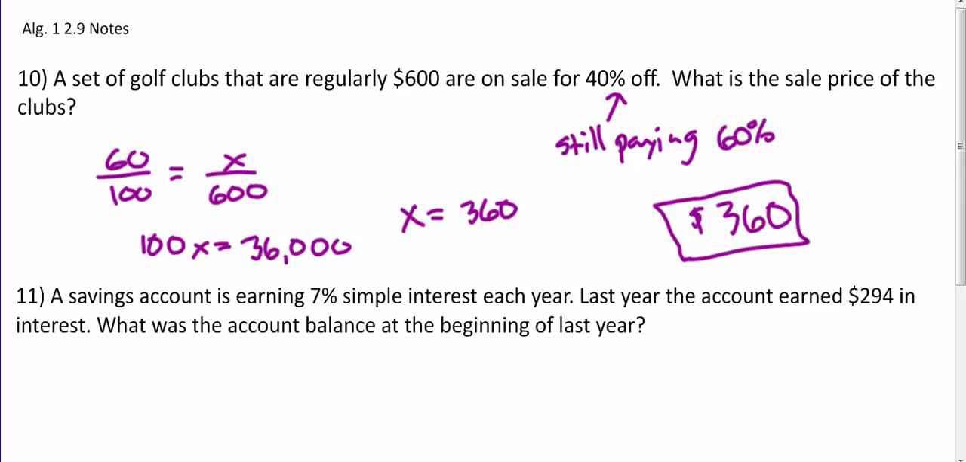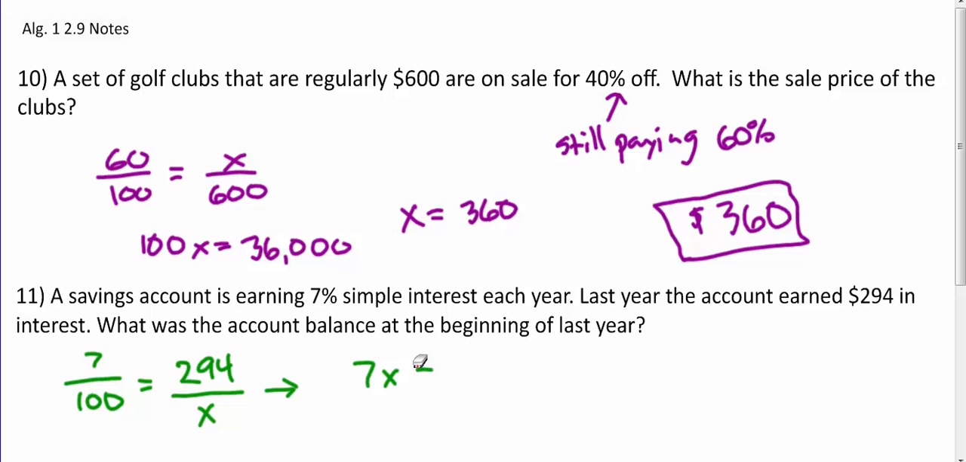All right, one more, and you'll see this kind of problem in your homework assignment as well. A savings account is earning 7% simple interest each year. Simple interest means it's not compounding. Usually banks compound interest, so you gain interest on interest, but we're just doing simple interest for this problem. Last year, the account earned $294 in interest. In other words, $294 represents 7% of the original balance, and it asks what was the account balance at the beginning of last year. So we're going to do 7 is to 100 as 294 is to x.